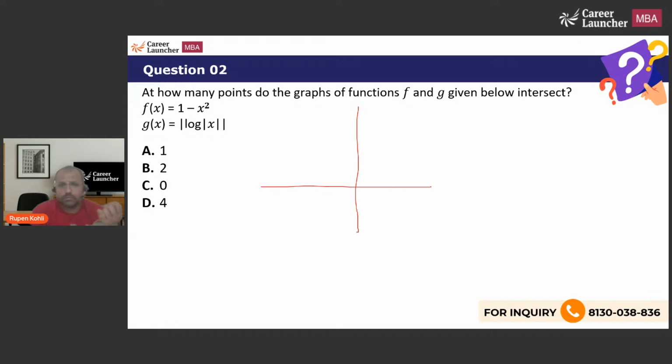So this is log x, right? When we say log of mod x, it means that when x is, let's say, minus 1, the original function log x was not defined, but since we have put log of mod x, even for x being negative, mod of minus 1 will be 1, so the value of this function at x equal to minus 1 will be log of 1 itself, which is 0.